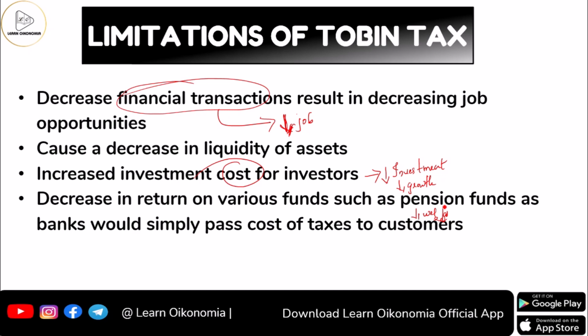Also, we could see that as a result of Tobin tax, there would be a reduction in the return of various funds. So here we can have pension funds, different types of pension funds, and also we could see that banks would simply pass the cost of taxes to the customers. So the burden of tax on customers would be increasing, and that too will be acting as a kind of disincentive, a kind of problem, a kind of difficulty.